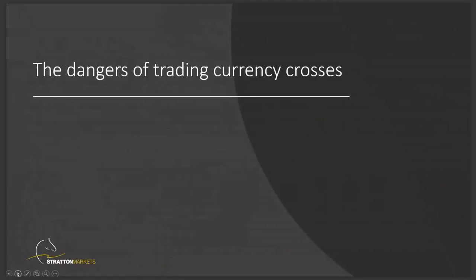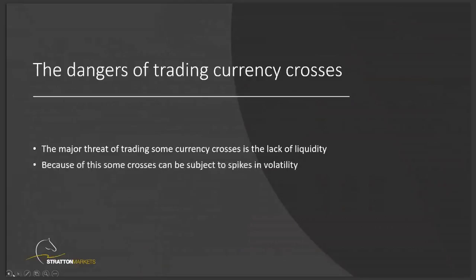But there are dangers, of course, when it comes to currency crosses. The main problem is that because the majors dominate the market, there can be very little liquidity when it comes to currency crosses, because fewer people are trading them. And the danger with these pairs is that because there's a lack of liquidity, they are vulnerable to sudden spikes in volatility, which can be extremely vicious.